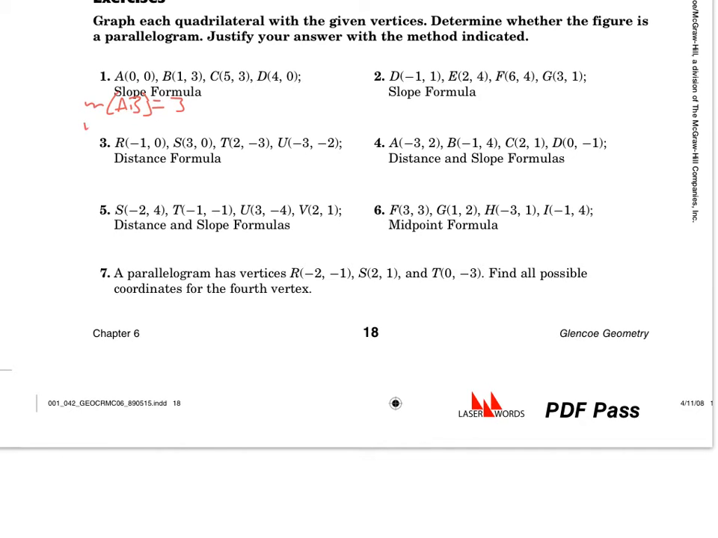Okay, the slope of BC. Remember, this one shouldn't be the same as the one I just got because these are consecutive sides, right next to each other. So you do 3 minus 3 is 0, and 5 minus 1 is 4. So 0 over 4 reduces to 0. Then we'll find the slope of CD. You could do 0 minus 3 is negative 3, 4 minus 5 is negative 1, negative 3 over negative 1 is positive 3. That's good for us so far. And lastly, DA: 0 minus 0 is 0, 4 minus 0 is 4, so it's going to be 0 again.